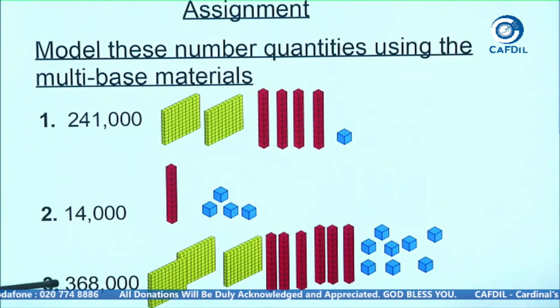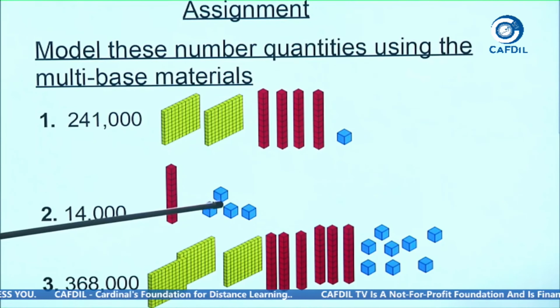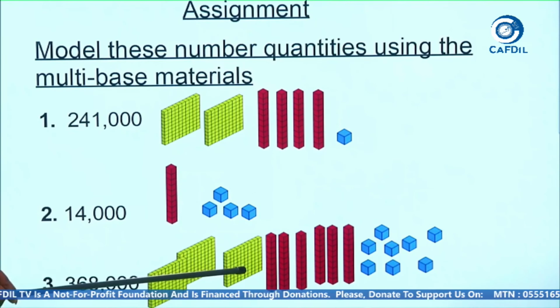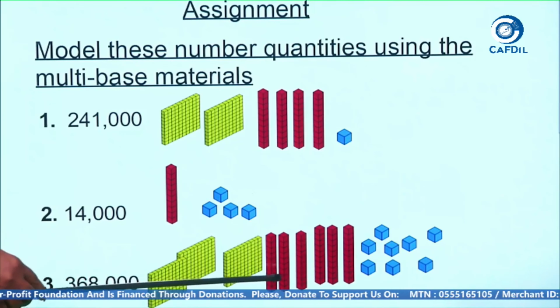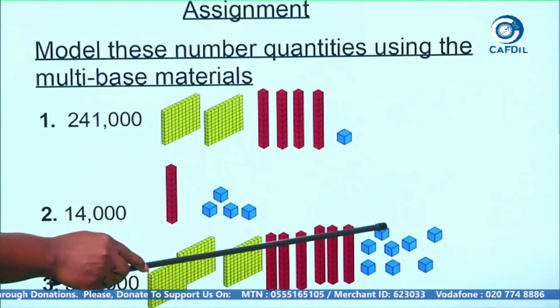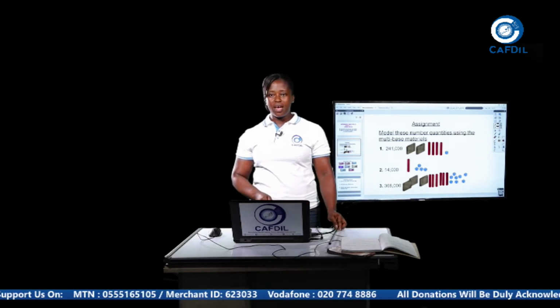If you have a sibling by you, just exchange your work and then you mark it. So this is how it should look like. And the second one, you have 14,000. 1 rod and then 3 units. And the last one, 368,000 using the multi-base material. 3 of the flats, 6 rods, and 8 units. You have 1, 2, 3, 4, 5, 6, 7, 8. That's good. I hope you had everything correct.